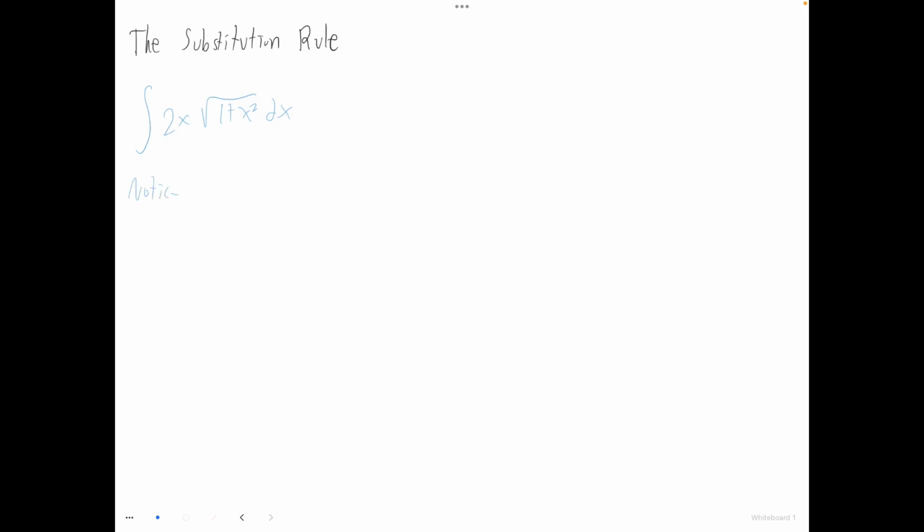Now notice 2x is the derivative of 1 plus x squared. You might wonder why we're interested in this. Well, 1 plus x squared is sitting right here, and 2x is sitting right here. And so this looks like we may have used the chain rule to get a derivative.